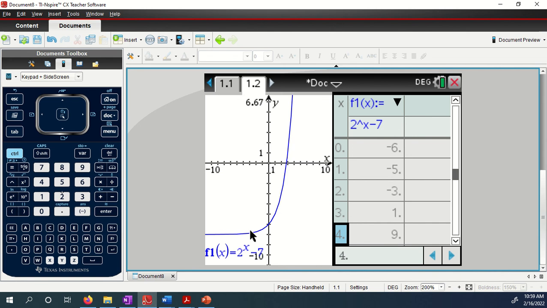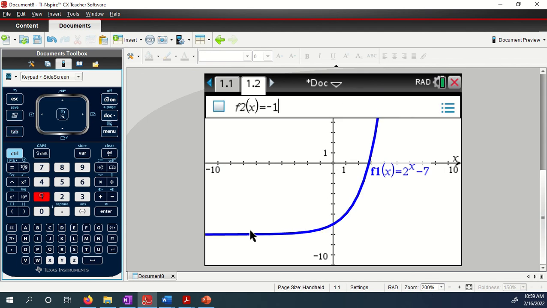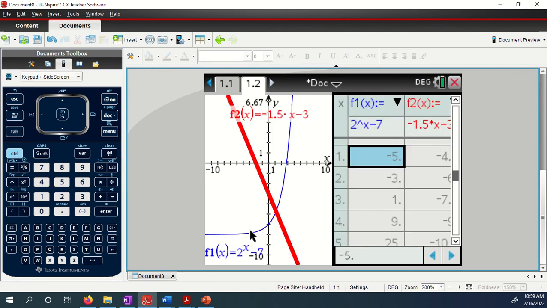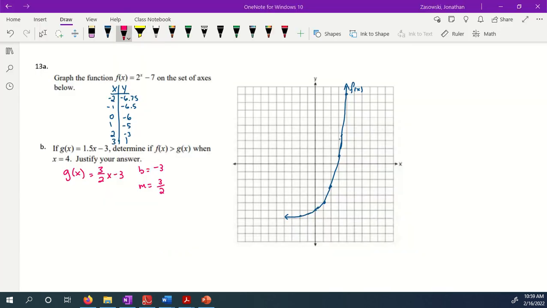If you got confused, we can drop the table on for now. Negative, oh man, I'm freaking out. Negative 1.5x and then minus 3. All right, there's our line. And now when we go back to the table, we know we're going to be picking those values, and then just graph a couple of them that are nice numbers and draw your line in.